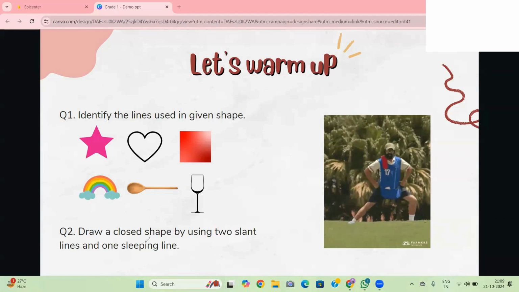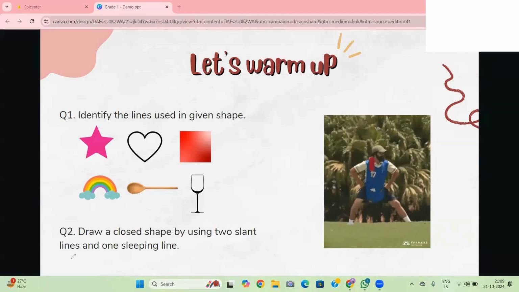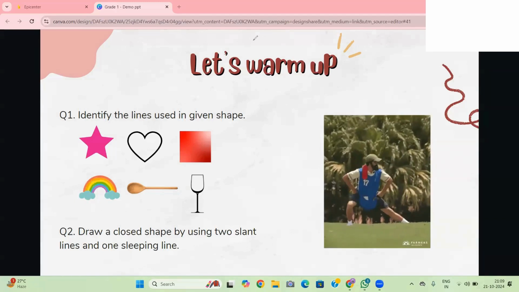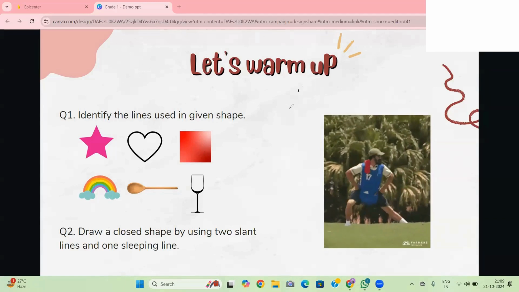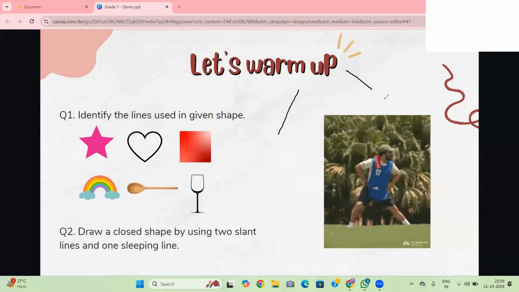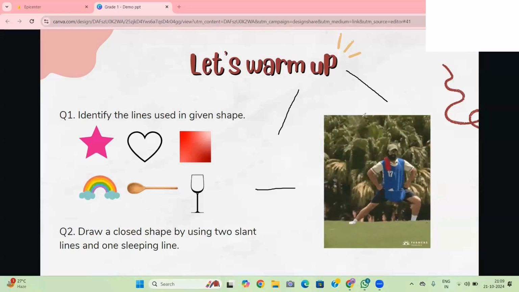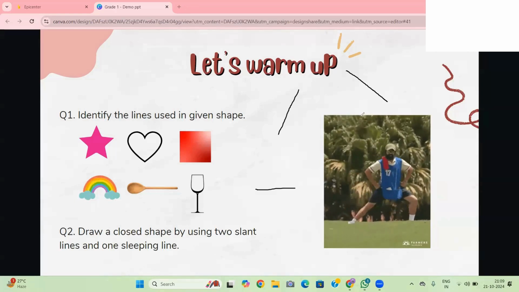You got it. Okay, now question two is you have to draw a closed shape by using two slant lines and one sleeping line. And I gave you a hint for this. So you have to use two slant lines. Let me tell you again what slant is. Lines like this are slant. And you know about sleeping. It's a sleeping line. So you have to make a shape by using two slant and one sleeping line. Can you do that? Yeah, good job.